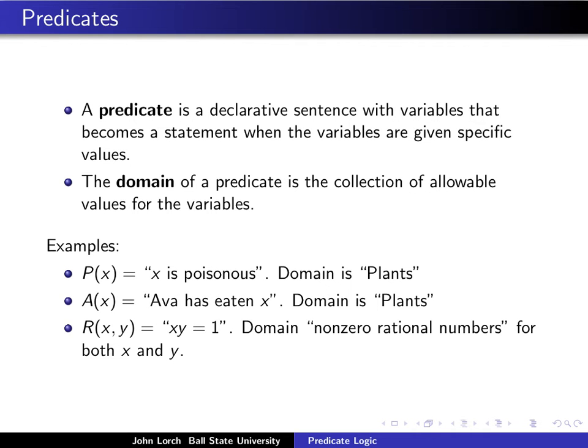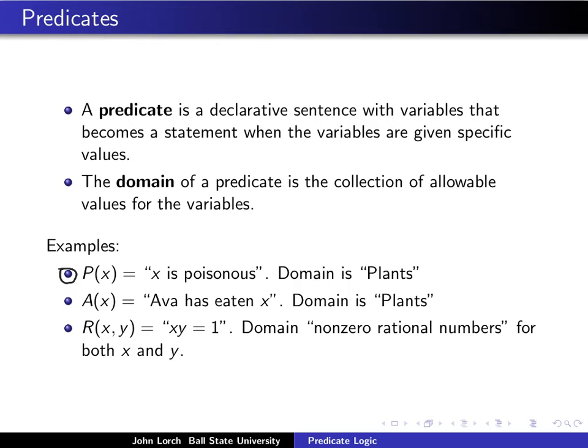To form universal and existential statements, we first need what are called predicates. So a predicate is something that is nearly a statement. In fact, a predicate is a declarative sentence with variables that becomes a statement when the variables are given specific values. Now, every predicate comes with a domain. So the domain of a predicate is just the collection of allowable values for the variables in the predicate. So here we have some examples.